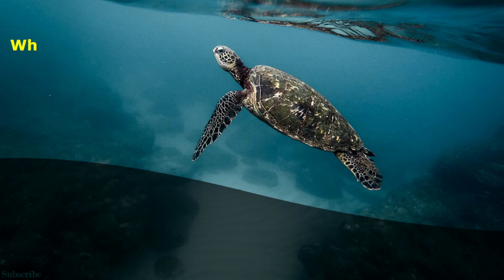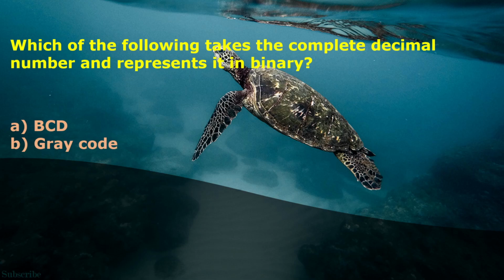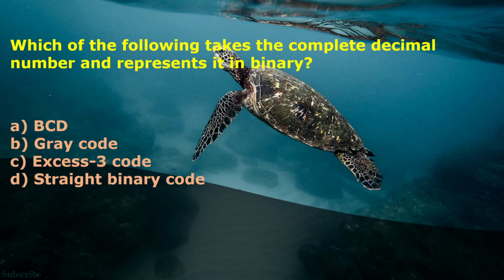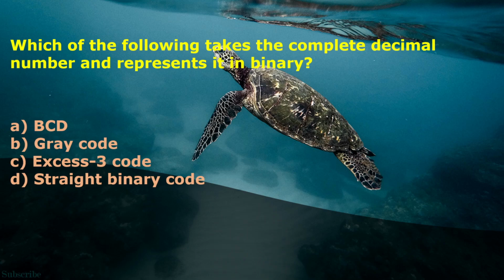Question number 26. Which of the following takes the complete decimal number and represents it in binary? A. BCD. B. Gray code. C. XS3 code. D. Straight binary code. The correct answer is letter D, straight binary code.